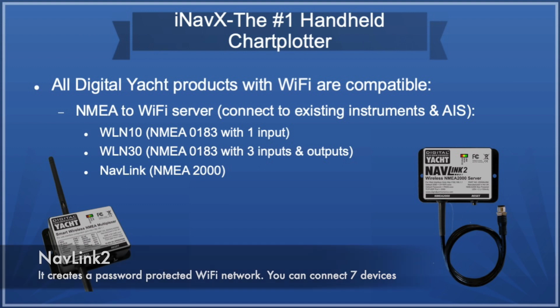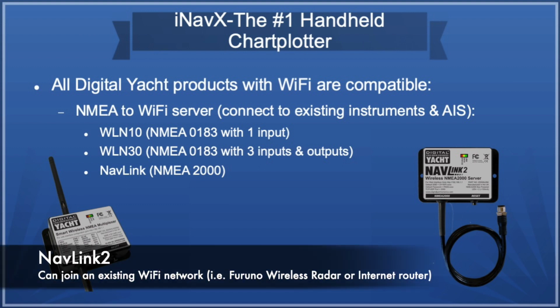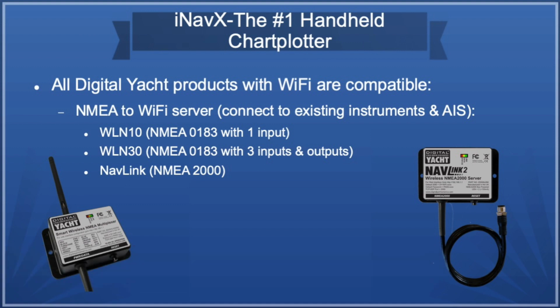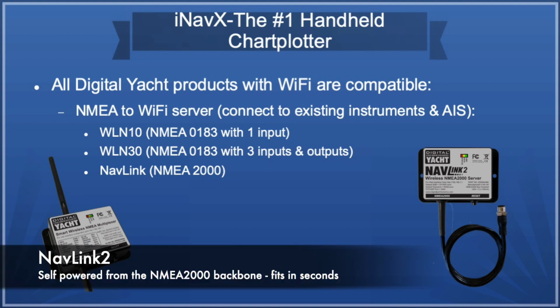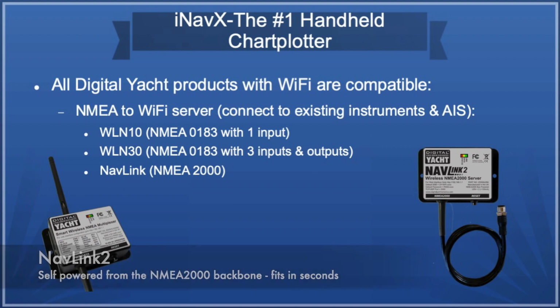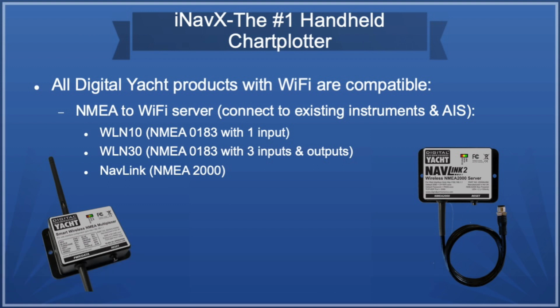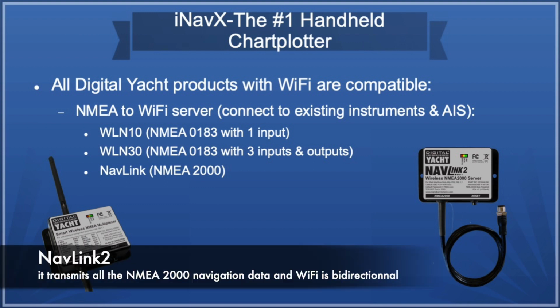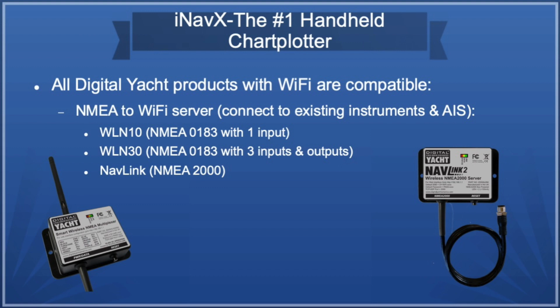You can merge with any existing Wi-Fi network on board, like a 4G router, or if you have a Furuno radar with built-in Wi-Fi. So they're very easy products to install, just plug and play. And if you need to, it takes all the data connected on your NMEA 2000. It is bidirectional, so as Jim says, you can manage your autopilot thanks to that NavLink2.